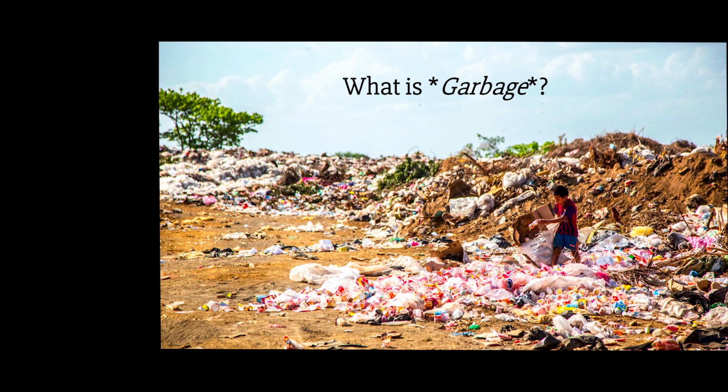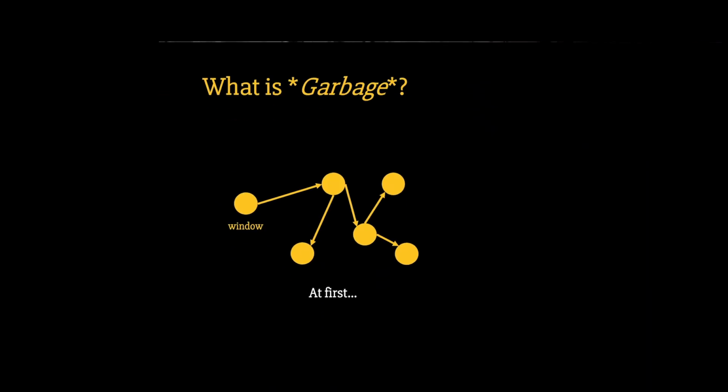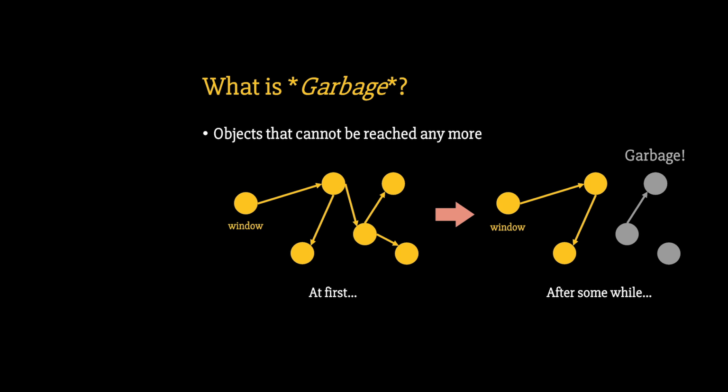First, we need to be clear about what garbage is. In our daily life, garbage is the thing we no longer use. Similarly, in the scope of JavaScript, it means objects that cannot be reached anymore, where objects may be variables, functions, and so on. JavaScript has a global variable called window. All other objects are referenced by it either directly or indirectly. After some while, for example, when we go outside of a function, then the inner variables become unreachable. So they are called garbage.